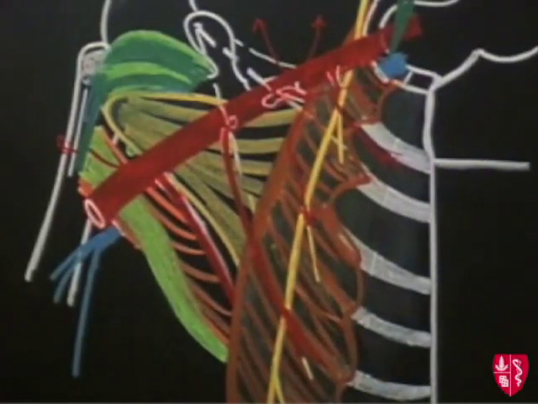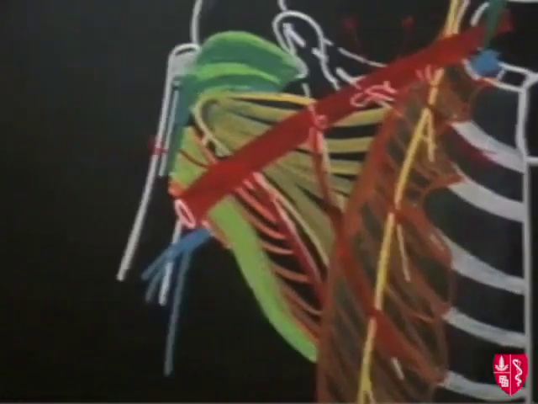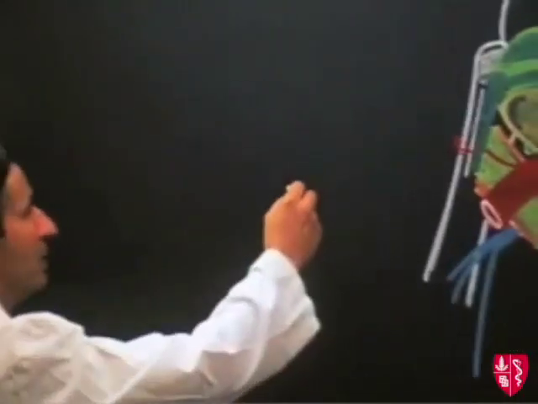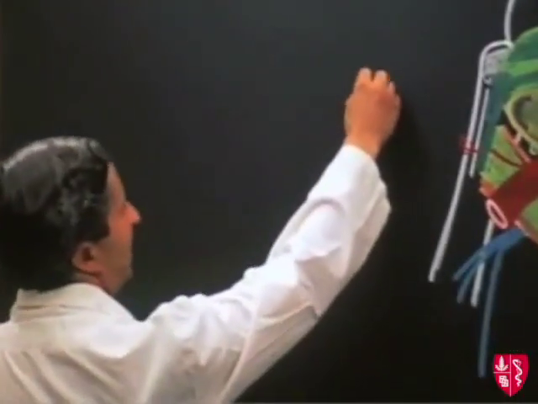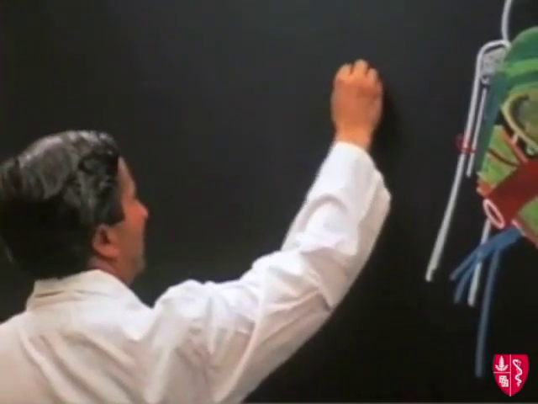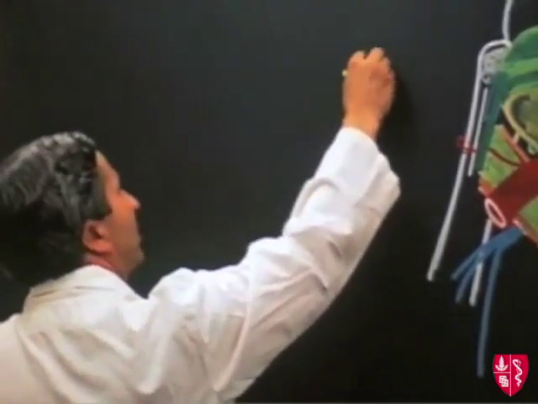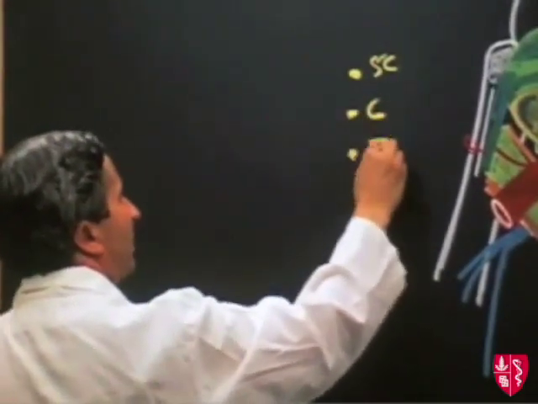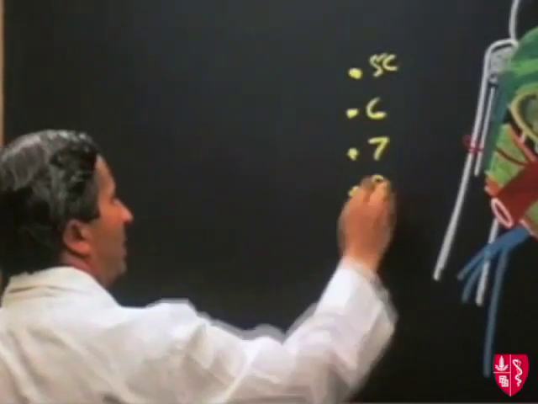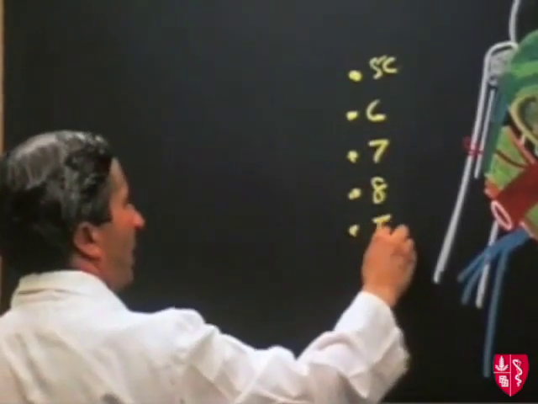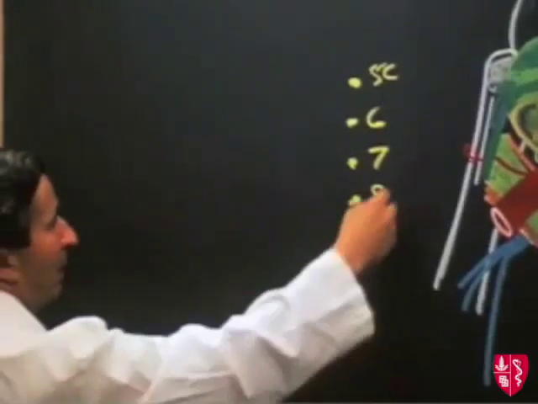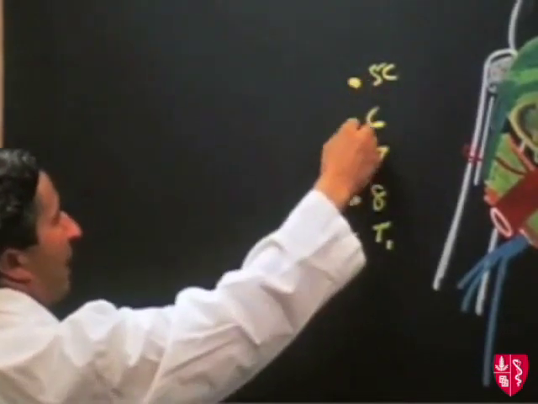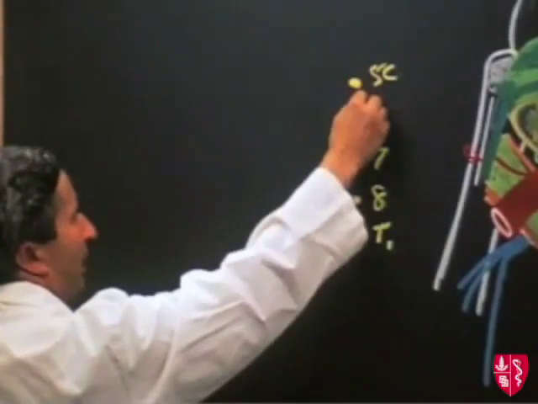The brachial plexus is formed from the anterior primary rami, C5, 6, 7, 8, and T1. This is the fifth cervical, sixth, seventh, eighth, and the first thoracic anterior primary rami. Now these rami give rise to the roots of the brachial plexus.